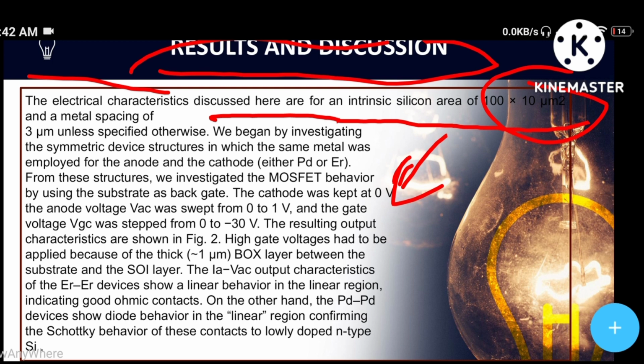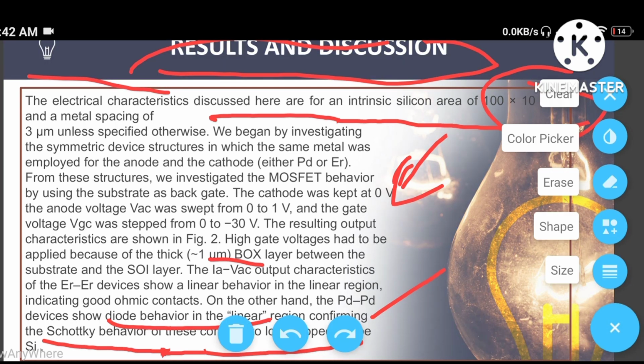High gate voltage had to be applied because of the thick 1 micrometer box layer between the substrate and the SOI layer. The output characteristics of the ErEr devices show linear behavior in the linear region, indicating good ohmic contact. On the other hand, the PdPd devices have diode behavior in the linear region, confirming the Schottky effect, the Schottky behavior of this contact to lower doped n-type silicon.